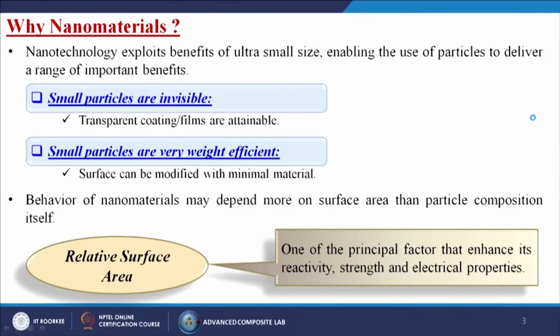The first question that comes to our mind is why we are using nanomaterials, what is the beauty behind it. Nanotechnology exploits the benefits of ultra-small size, enabling the use of particles to deliver a range of important benefits. What are those? First, small particles are invisible, as I told already, we cannot see them with our naked eyes. Transparent coatings or films are attainable. Small particles are very weight efficient. Surface can be modified with minimal material. The behavior of nanomaterials may depend more on surface area than on the particle composition itself.